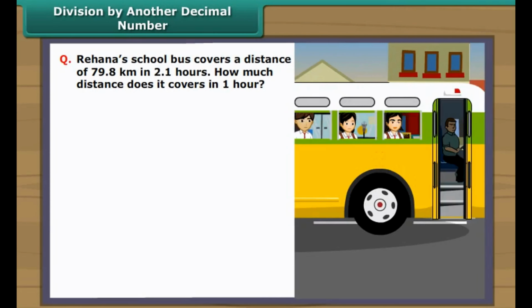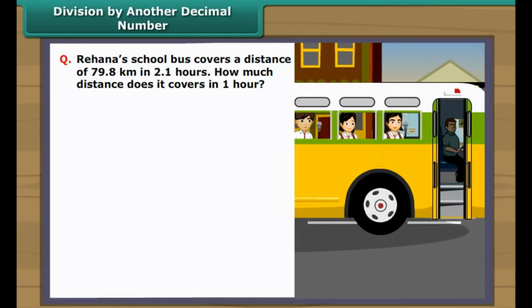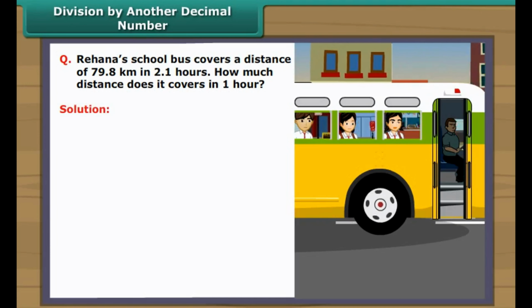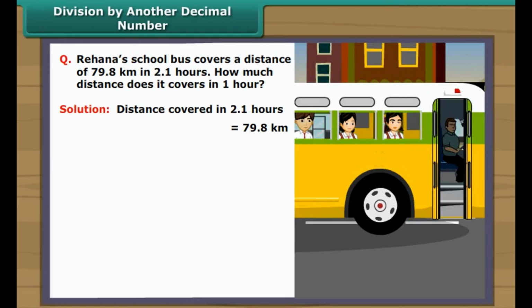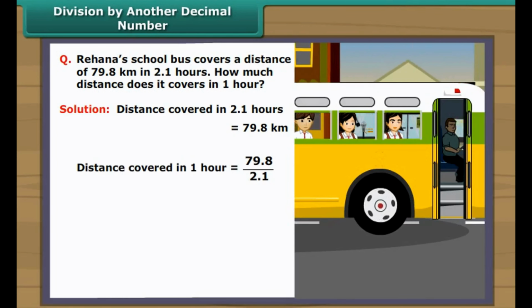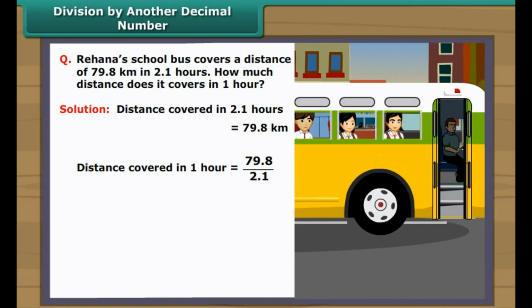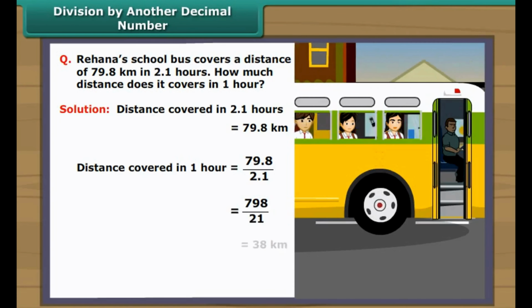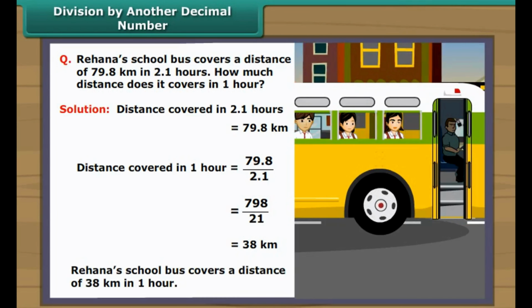Let us practice a question based on this. Rehana's school bus covers a distance of 79.8 kilometers in 2.1 hours. How much distance does it cover in 1 hour? We know that the distance covered by the bus in 2.1 hours is 79.8 kilometers. So, the distance covered by the bus in 1 hour will be equal to 79.8 divided by 2.1. It can be written as 798 divided by 21, which gives 38 kilometers. Hence, Rehana's school bus covers a distance of 38 kilometers in 1 hour.